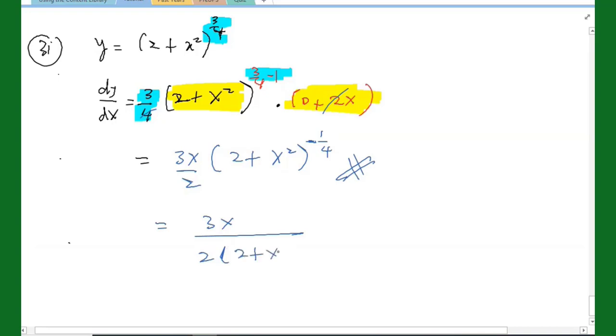2 plus x squared to the power of negative 1 over 4. So look at the given options. If the options look like this, you need to proceed one more step. And if the options look like this, then start like this. If it is subjective, you can stop at this step. Okay, so that settles 3I.